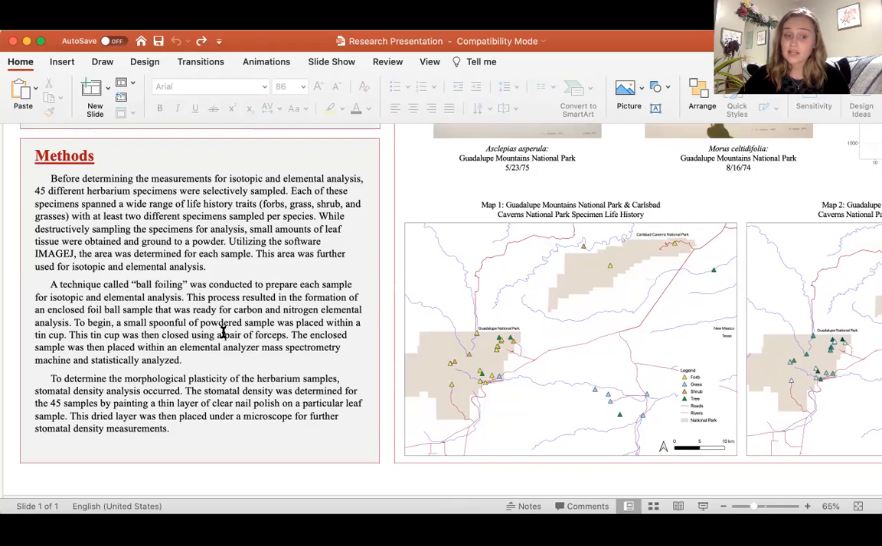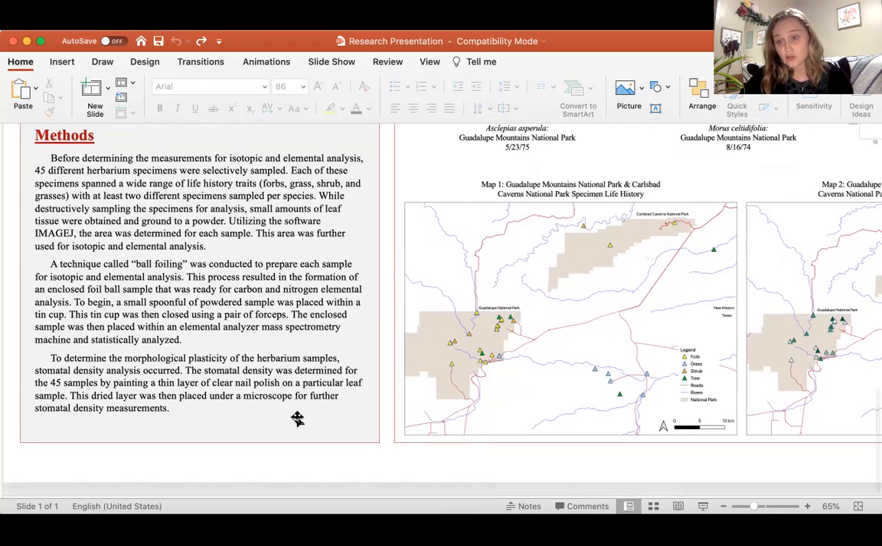And what we do is we place this kind of tin foil ball, we like to call them DNA burritos, in the mass spectrometer, and that's when the machine will analytically analyze the specimen for us, and we will determine the carbon and nitrogen ratio.